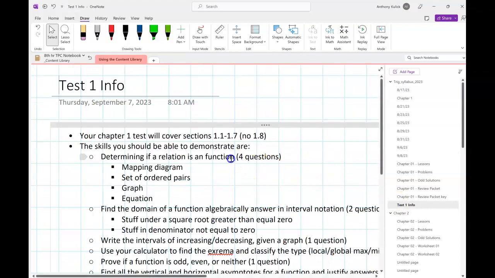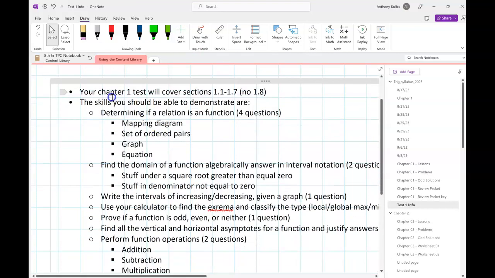All right, so let's talk about the test. Again, when's the test? Yeah, next class, right? So this test is going to cover sections 1.1 through 1.7. That does not include 1.8. We'll do 1.8 at a later time where it fits more naturally into what we'll be doing in trigonometry. So I don't want to do that now and then have to redo it again like a month later when we get to where that fits in. So we're just going to wait and do it then.